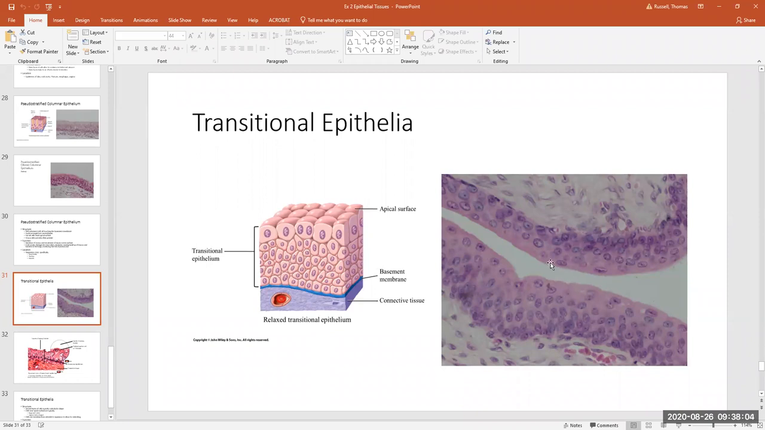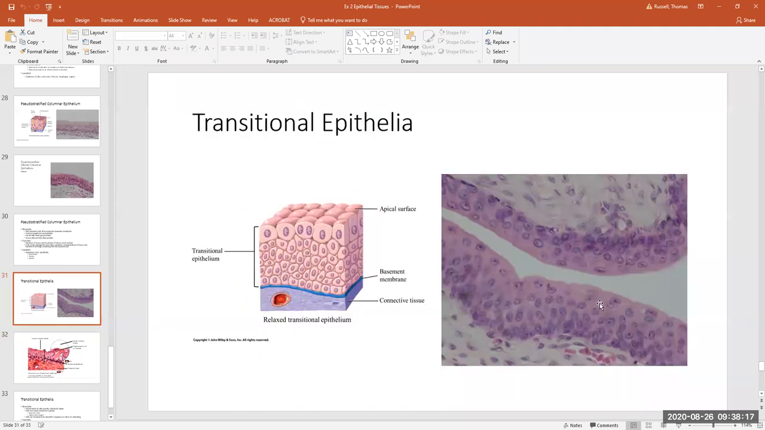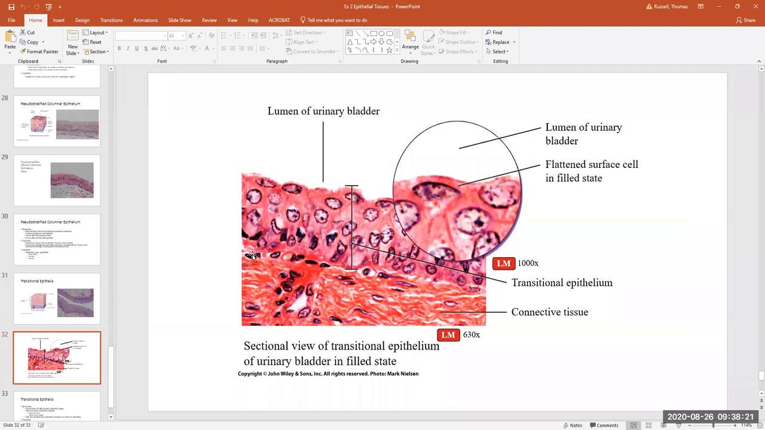This happens to be a slightly distended bladder with the cells at the top kind of stretched out a little bit, not too much. Here's another picture of it. So here's a picture that comes from your book. This is just another picture that was put in the PowerPoint. And down here, you see the basement membrane, connective tissue lies below it with some blood vessels in there. And then we have the transitional epithelium.